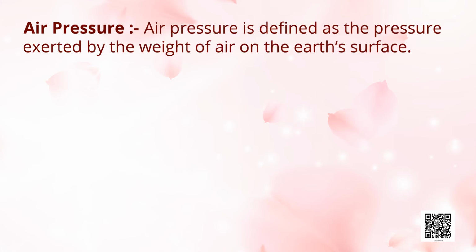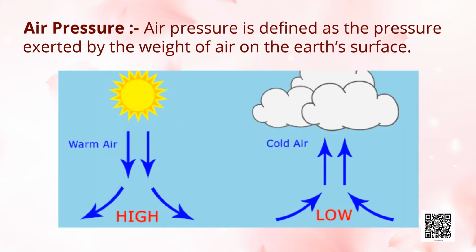Air pressure is defined as the pressure exerted by the weight of air on the earth's surface. As we go up the layers of atmosphere, the pressure falls rapidly. The air pressure is highest at sea level and decreases with height. So students, our next topic is wind.